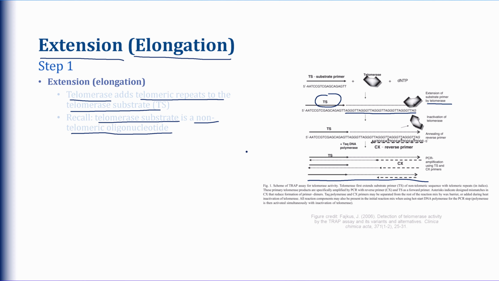Now, after the extension of the telomerase substrate, we'll use a reverse primer. This is called the CX primer, and it has some mismatches in it. You can see a mismatch here, and here, and here. They're labeled with asterisks. Those mismatches are made in primer design so that we can prevent primer dimer formations.